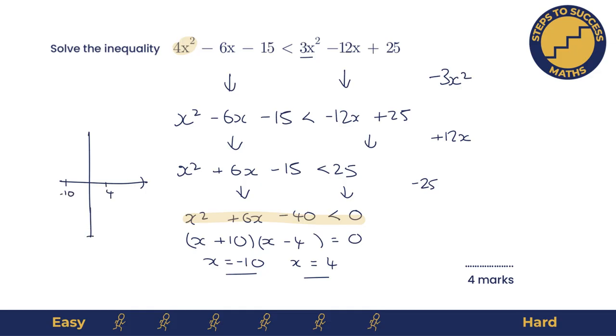Make sure you use your rearranged form where you've got this inequality set to 0. And then we want to know where it's less than 0. So this section under the x-axis. So x lies between negative 10 and 4.